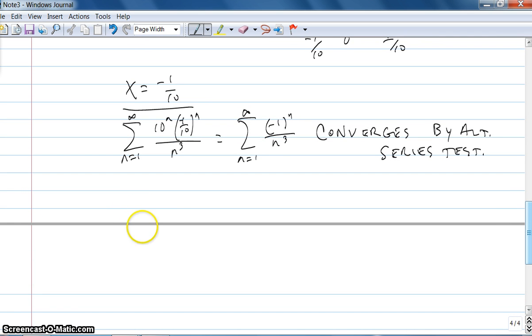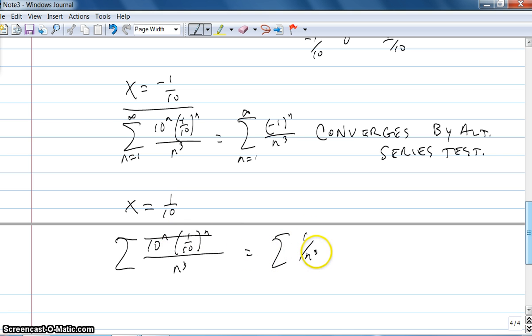Okay, and now let's check the next endpoint. That's x equals positive 1/10. That gives us the series of 10 to the n, (1/10) to the n, that's the x, over n cubed. These cancel, and you just get the sum of 1 over n cubed, which converges since p is greater than 1, the p-series.